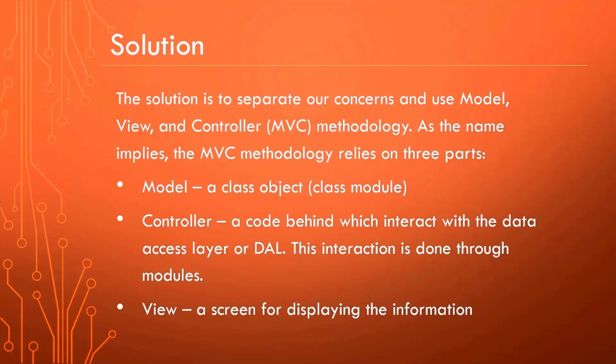And the controller or the data access layer, some people call this data store. In the MVC development, we call this data store, but it's actually a data access layer. That terminology was used way back when, and this is how the interaction is done between the model and the view. All right, and the view actually is a screen for displaying the information.